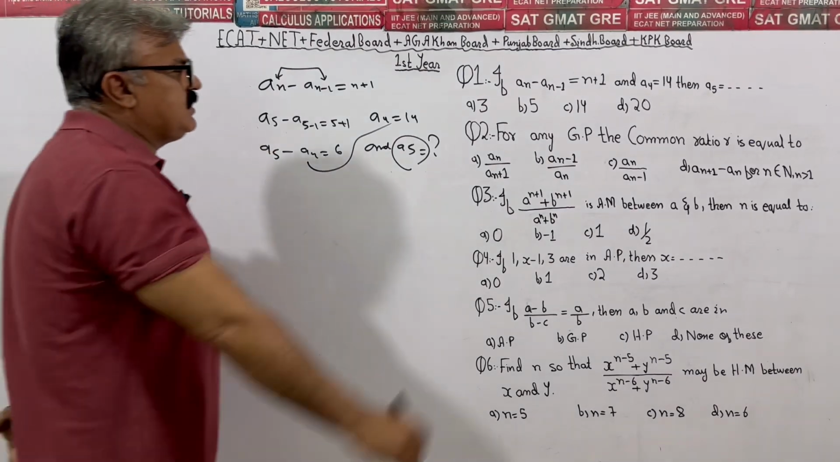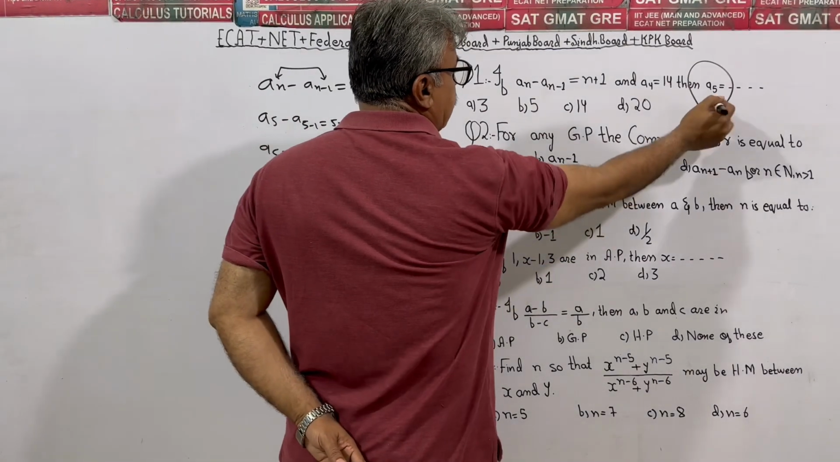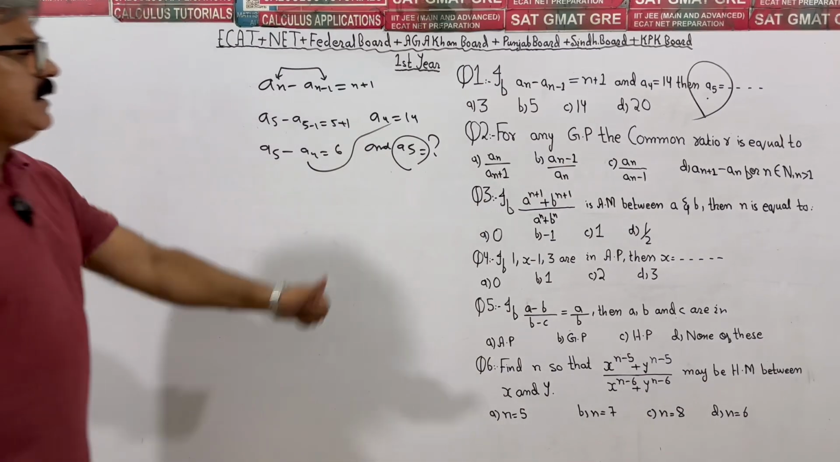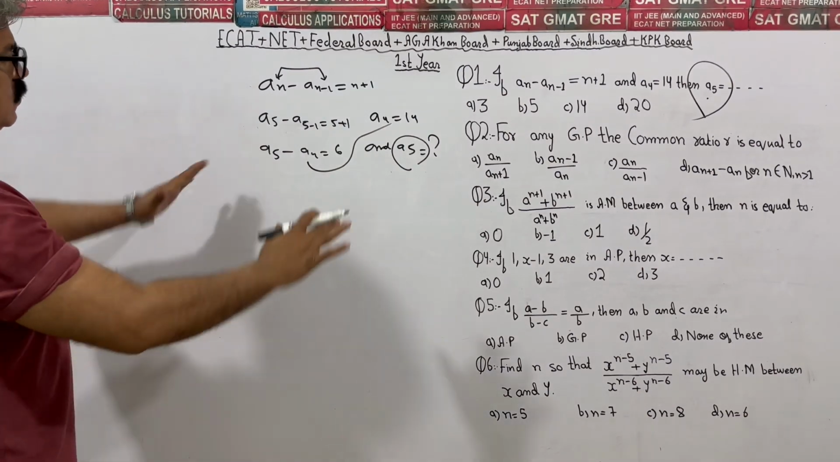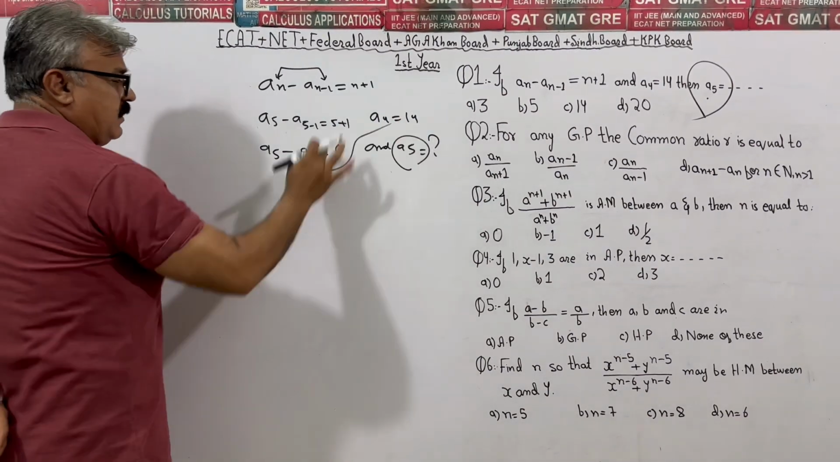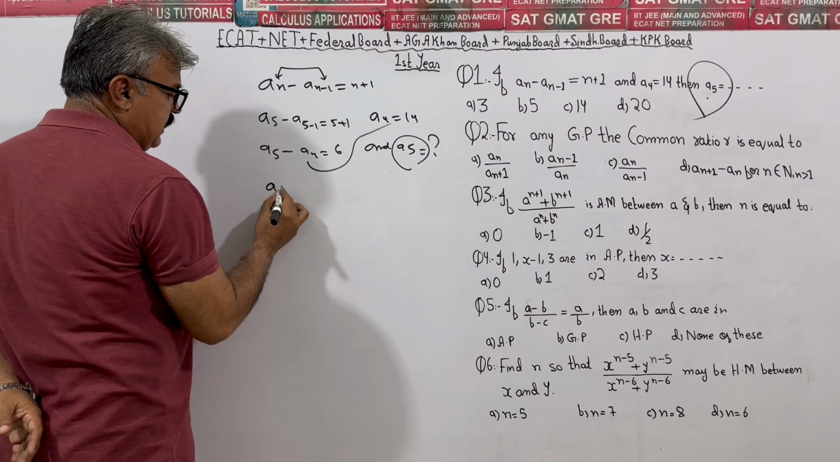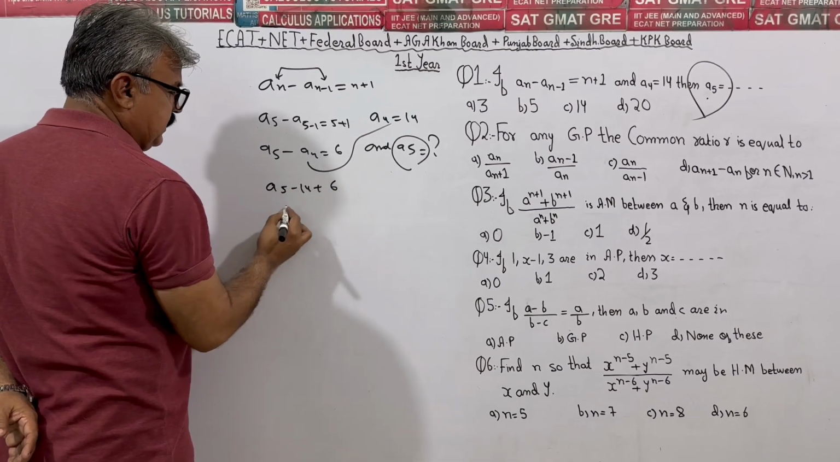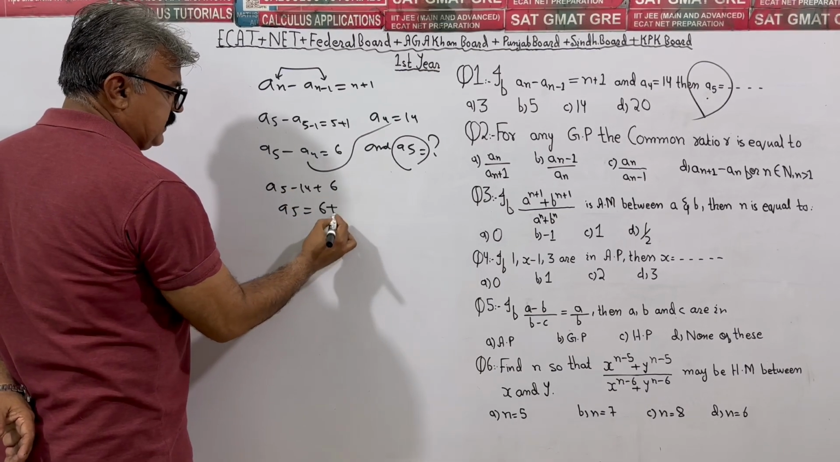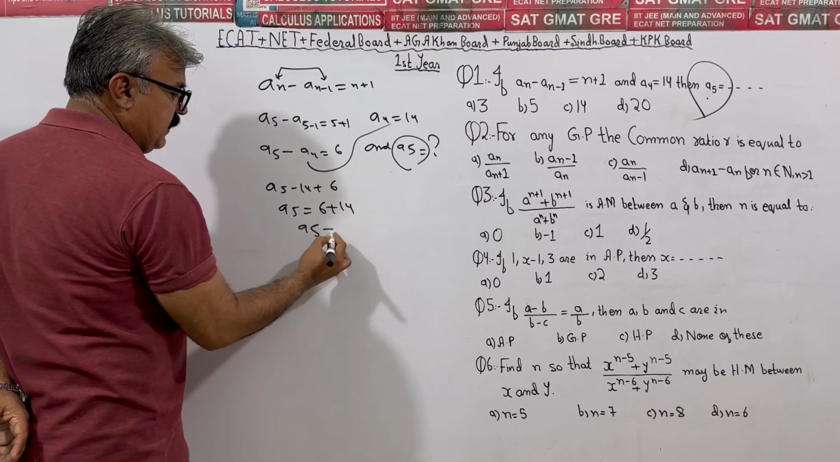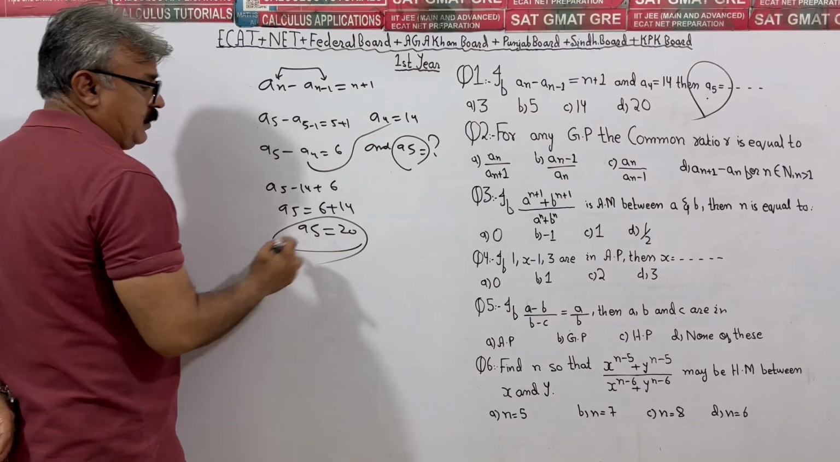Nothing to worry about. Just check this out. We are asked to find the fifth term. Put n is equal to 5, the rest works automatically. What is the value of a4? That is 14 plus 6. Then our fifth term is 6 plus 14. a5 is equal to 20.